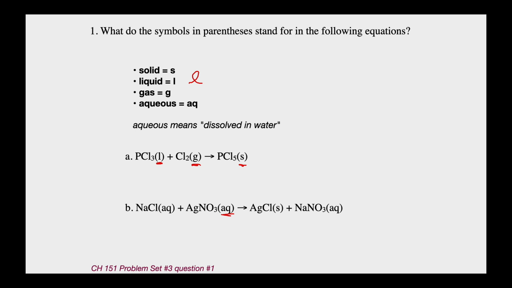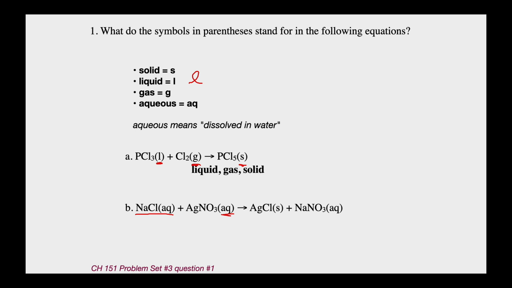Now G stands for gas, so Cl2, one of the diatomics, is a gas. The last equation has several AQs, and that stands for aqueous. Aqueous means dissolved in water. So for example, on B there, that NaCl is not NaCl, which is, by the way, table salt. Table salt, if you put it on French fries, is a solid. This is sodium chloride in water. So that's a water-based reaction, because there's several things that are AQ.